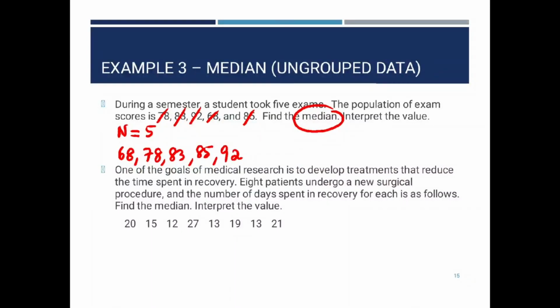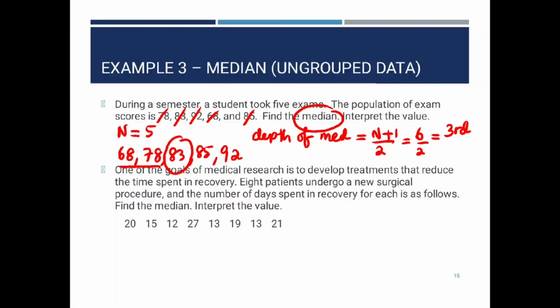Okay, to locate the median, we need this formula, depth of median, that is n plus 1 over 2. So this is 6 over 2. That means the median is the third value. In this case, this is the median. 83 is the median. Okay, and as you can see, half of the data set are less than the median, while the other half are more than the median value.